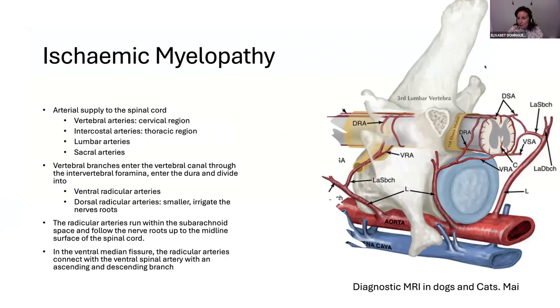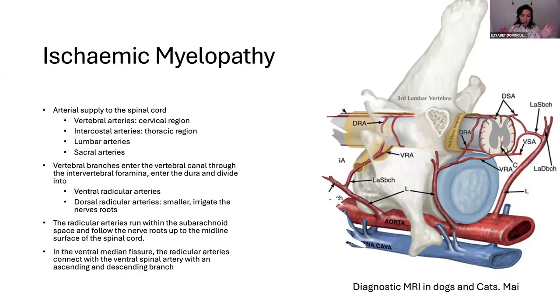For ischemic myelopathy, it is always useful to remember the anatomy of the spinal cord and then the vascularization of the spinal cord. This diagram is also taken from the MRI book of Dr. May. It is really helpful. So the arterial supply to the spinal cord is mainly divided depending on the region of the vertebral column. For the cervical region, the main arterial supply comes from the vertebral arteries. From the thoracic region, it's supplied by the intercostal arteries. And then we have the lumbar arteries in the lumbar region and the sacral arteries in the sacrum.